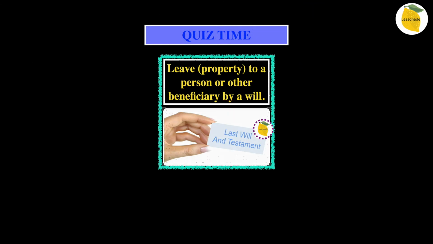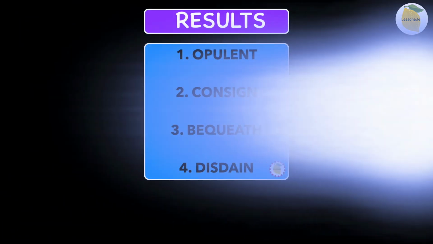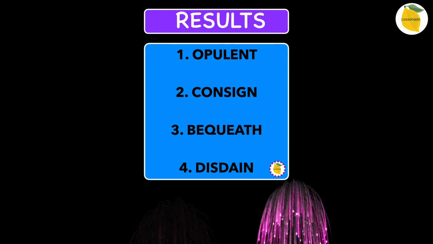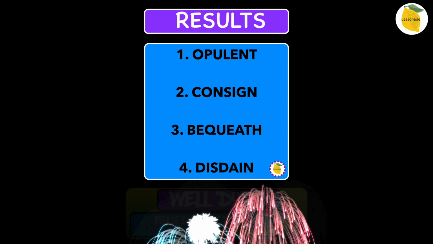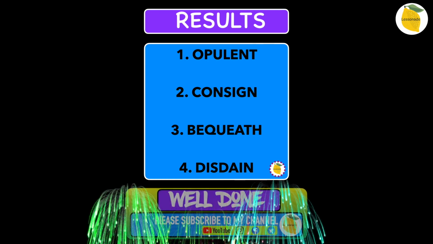The third one is leave property to a person or other beneficiary by a will. In this picture, we can see someone holding a card saying last will and testament. The next one is feeling that something is unworthy. Now, let's go into results to see how well we did. First one is opulent, second is consign, third is bequeath, and the fourth is disdain. So well done for attempting the quiz, and I hope you got all right.